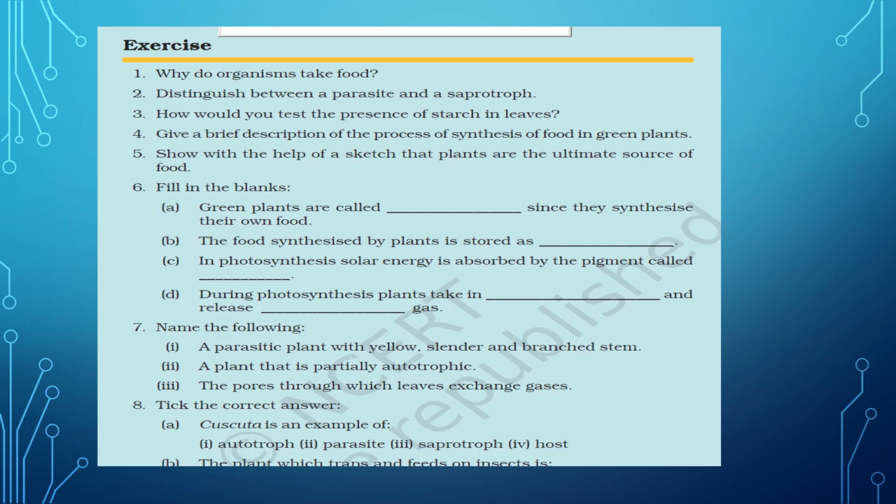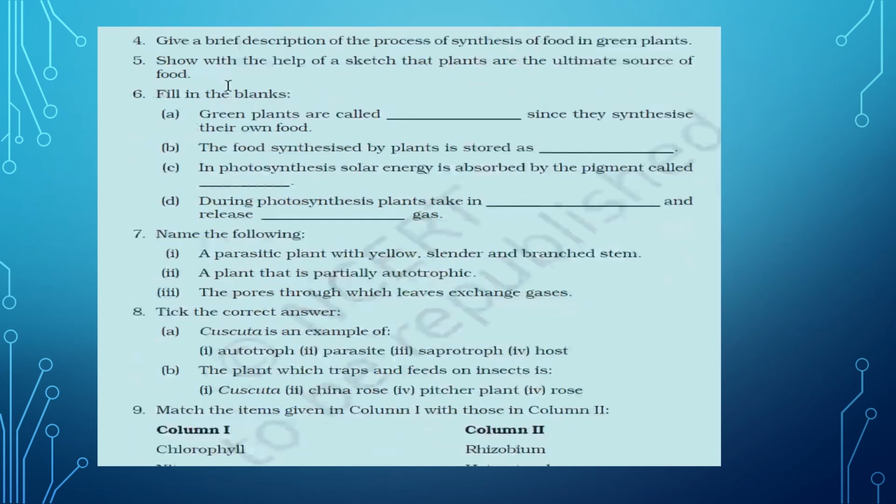Show with the help of a sketch that plants are the ultimate source of food. That diagram is also there, and I have told you which diagram helps to show that plants are the ultimate source of food. Now let's come to the fill in the blanks. Green plants are called dash since they synthesize their own food. Very easy one. The food synthesized by plants is stored as what?